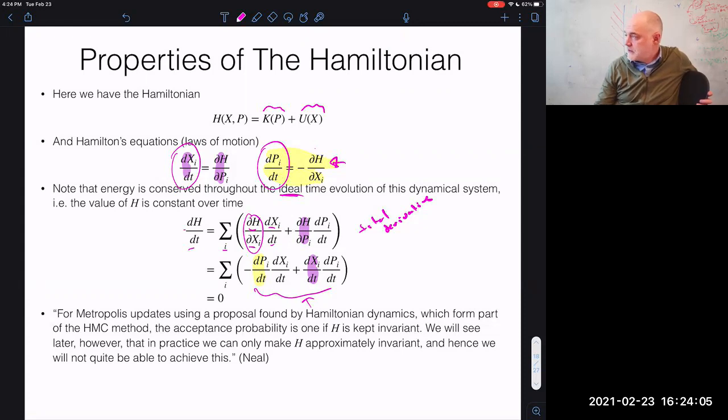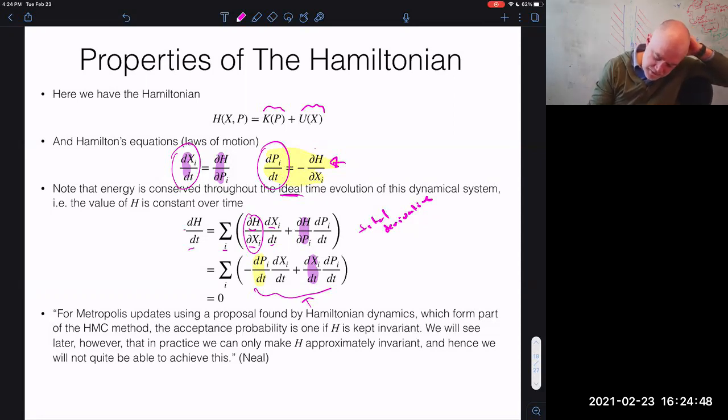The way that Neil puts this together is to say, okay, we're going to use Hamiltonian mechanics as a proposal mechanism inside of a Markov chain Monte Carlo update. So in order to basically do this, we're going to propose a momentum, and then we're going to run the system forward in time.